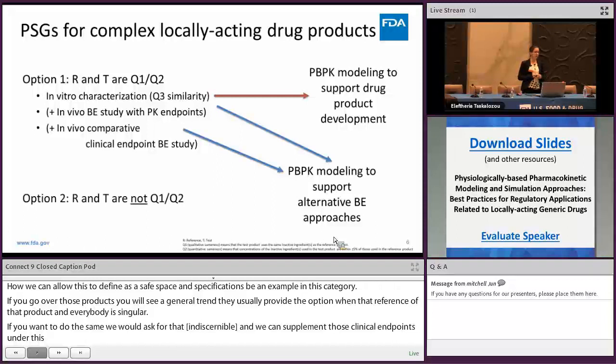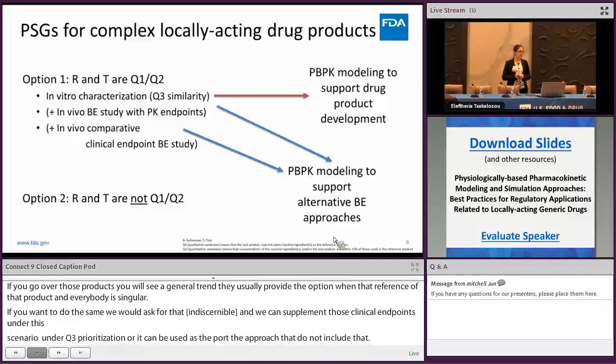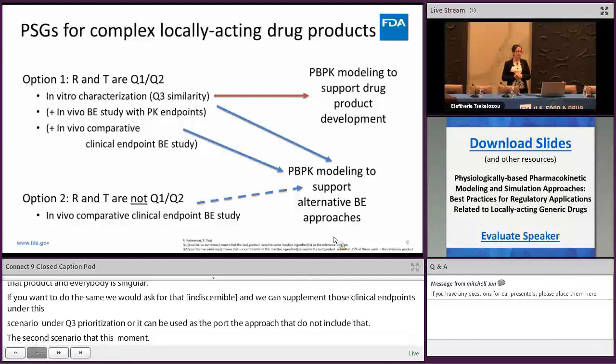The second scenario that is entertained in our PSGs is when the reference and the test drug product are not the same. They're not Q1, Q2 the same. And in this case, we usually ask for a clinical endpoint study. And again, under this scenario, we could use PBPK modeling to support alternative BE approaches. However, this is a scenario and approach that is still a work in progress.